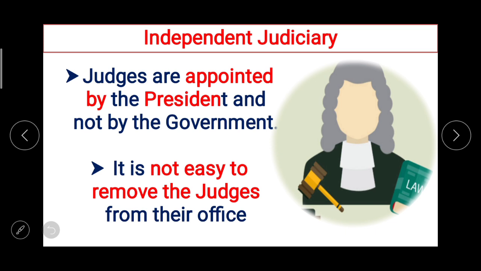Judges are appointed by the president and not by the government. And also it is not easy to remove the judges from their office. Now why is it appointed by the president? Because the constitution has made several provisions to ensure that the judiciary remains more and more independent, where there is no interference of the government. That is why judges are appointed by the president and not by the government, and also it is not easy to remove the judges from their office.